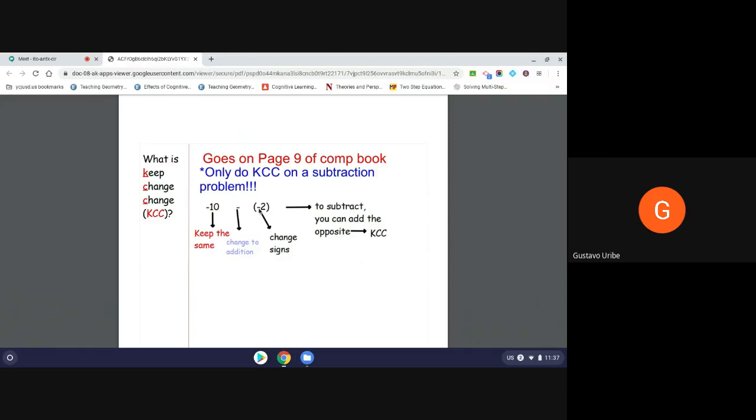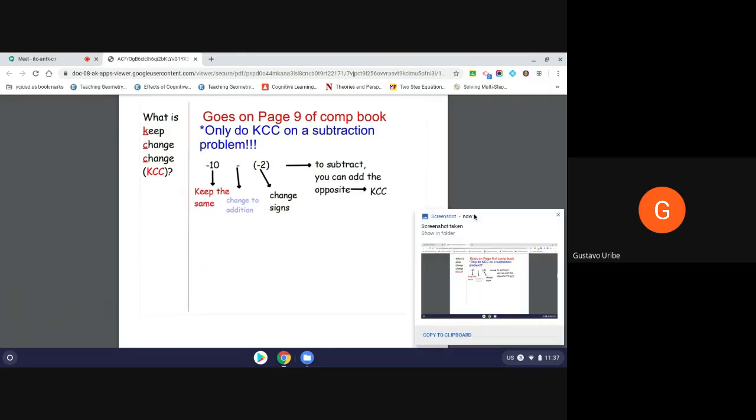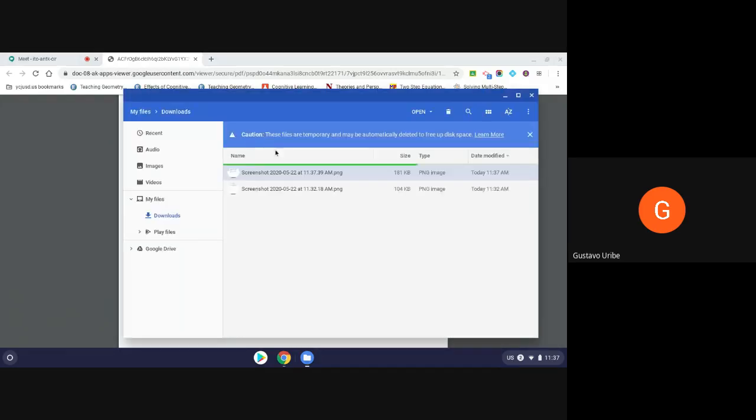All right. So to subtract, you can add the opposite, which means KCC. So we take this number, negative 10, we keep it the same. This negative, we're going to change it. Here's a K for keep, C for change. And then the last C for change is change the sign of this. So let me see if I can explain it. All right, so let's look at it in a little bit more detail because I know that was a little fast.